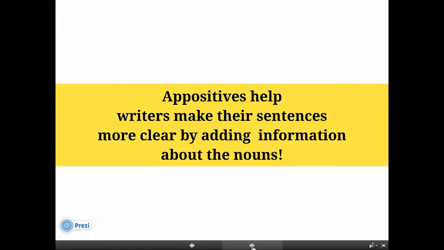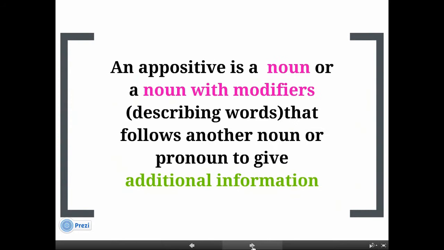The main reason is because appositives help writers make their sentences more clear by adding information about the nouns in that sentence. Here's a good definition for an appositive. Go ahead and write this down in your notes. An appositive is a noun or a noun with modifiers, which are other describing words, that follows another noun or pronoun to give additional information. Take a few minutes, write this down in your notes.